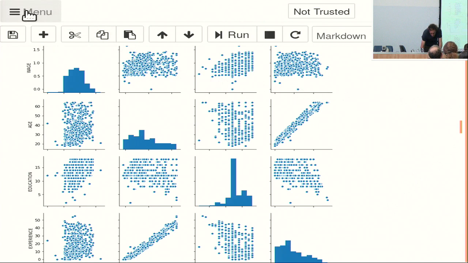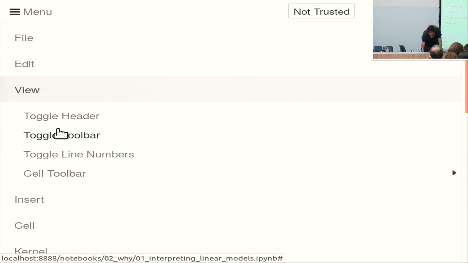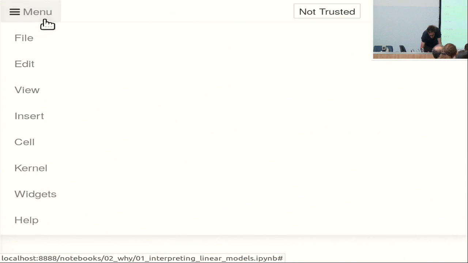So, okay, I'm going to hide the toolbar, and then later I'm going to regret it. But life.